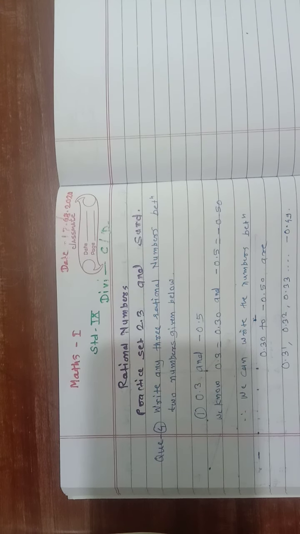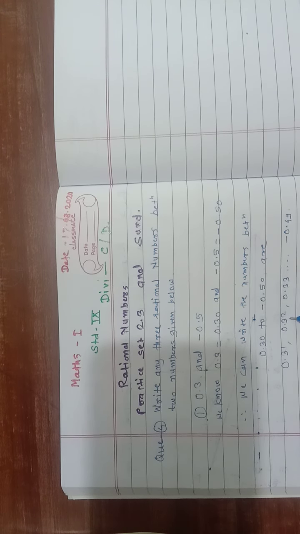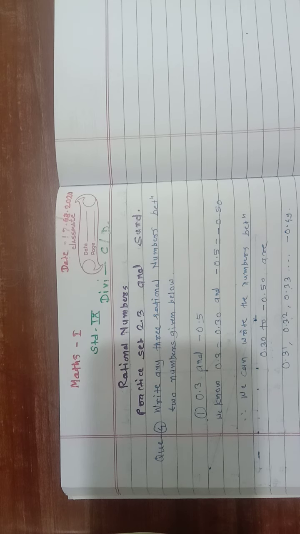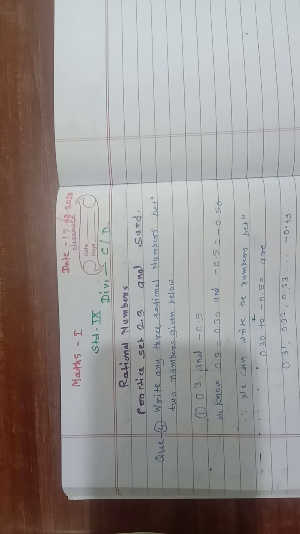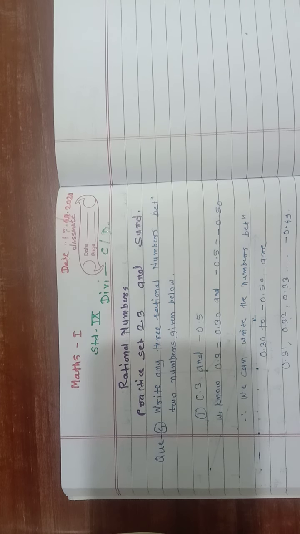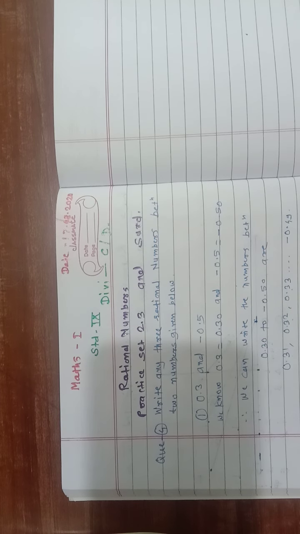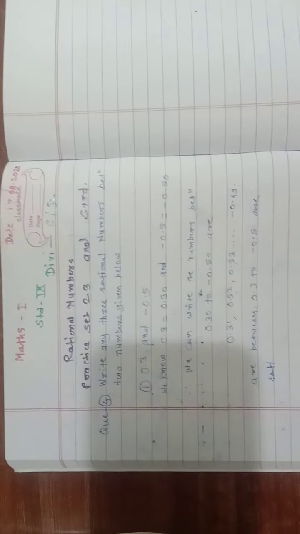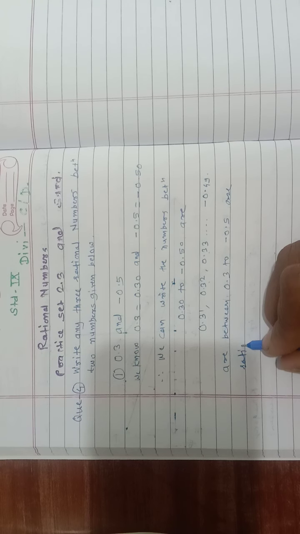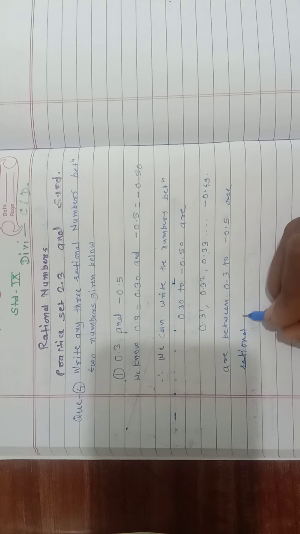These numbers are in between these two rational numbers. These numbers between 0.3 and minus 0.5 are rational numbers.